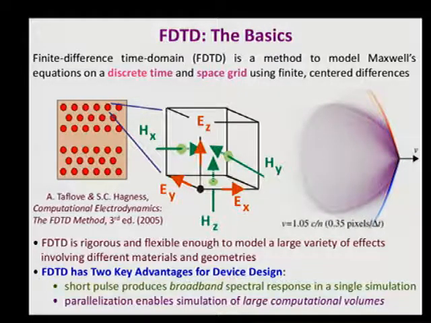FDTD is rigorous and flexible enough to model a large variety of effects in different materials and geometries, and has two key advantages for device design. The first is that a short pulse produces a broadband spectral response in a single simulation. And the second is that parallelization enables simulation of large computational volumes, both of which you'll hear about later in my work.